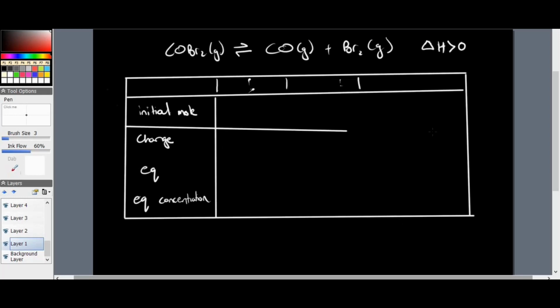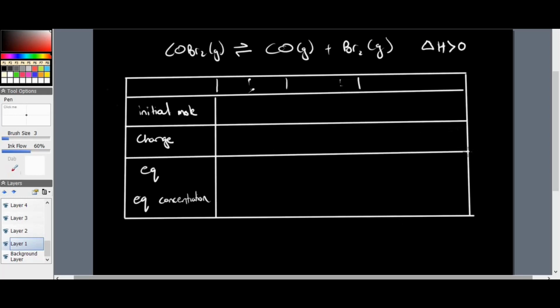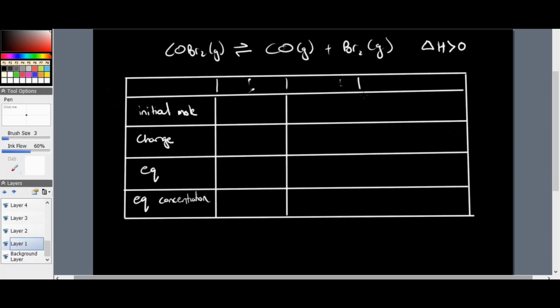So I'll just draw the rest of the rows in. There we go, and that's for this one, and this is for that one there. Okay, so let me just get my wits about me quickly. I'll just be a second.